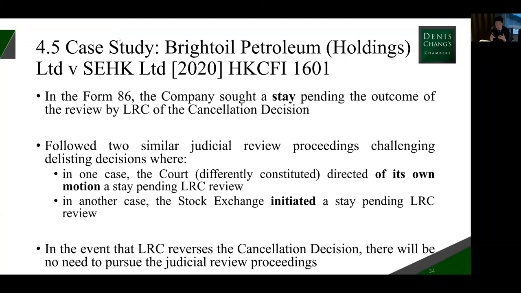So the obvious reason for seeking a stay pending the listing review committee is that in the event that the listing review committee reverses the cancellation decision, there will be no need to pursue the judicial review proceedings. So you might ask, why do we have to challenge the first stage decision by the listing committee?